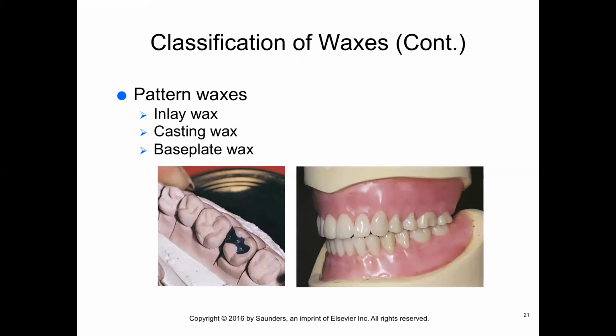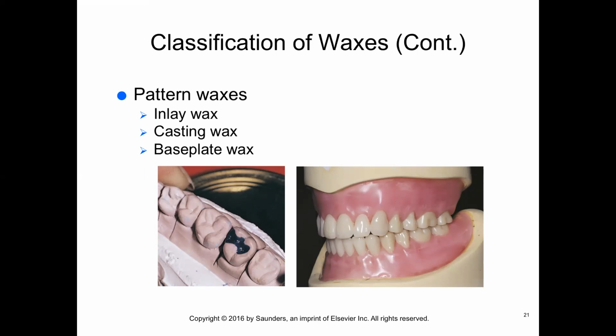Inlay waxes are used to prepare patterns for metal casting through the lost wax technique. They may be used directly in the mouth, which is type 1, placed onto the prepared tooth in the direct waxing technique, or more frequently melted onto a die outside of the mouth in the indirect technique, which is type 2. This first picture shows an inlay waxing on a die model.